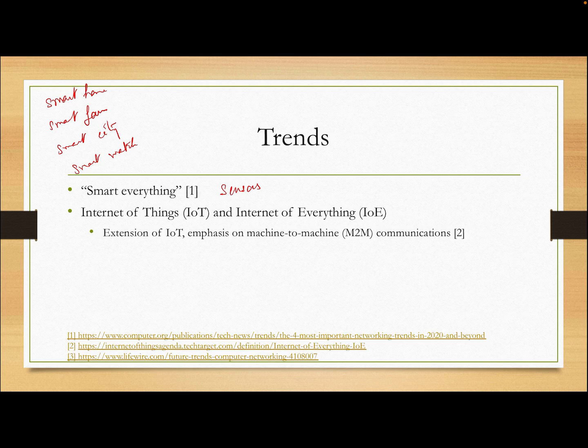Now, Internet of Things and Internet of Everything. The term Internet of Things is actually very old, 1999, and Internet of Everything is a much newer term. Basically, Internet of Everything is an extension of the Internet of Things, but both of them have IP addresses, I mean the things in here. And they can connect to the internet. They can communicate, machine to machine communication.